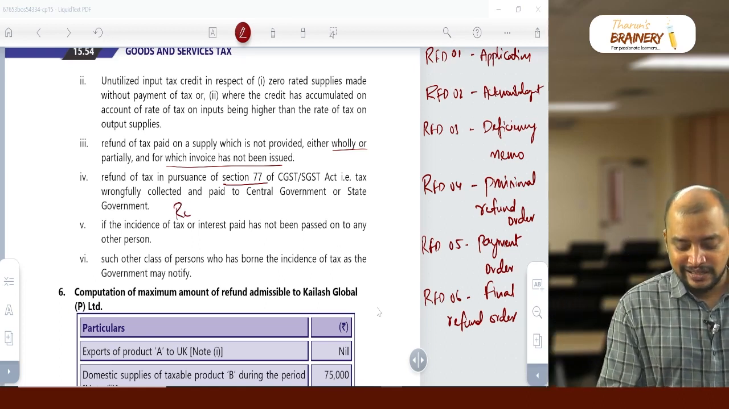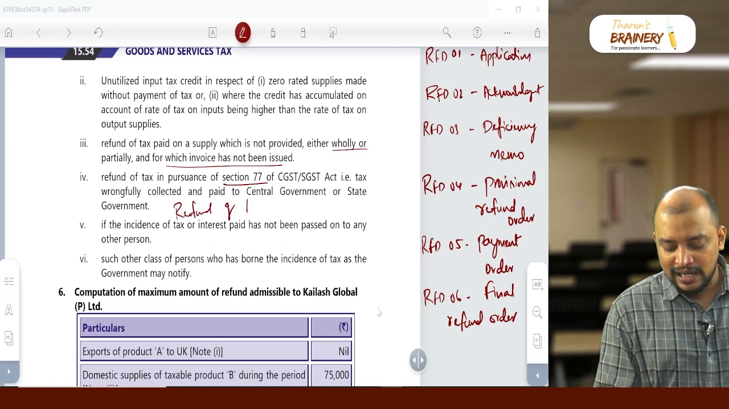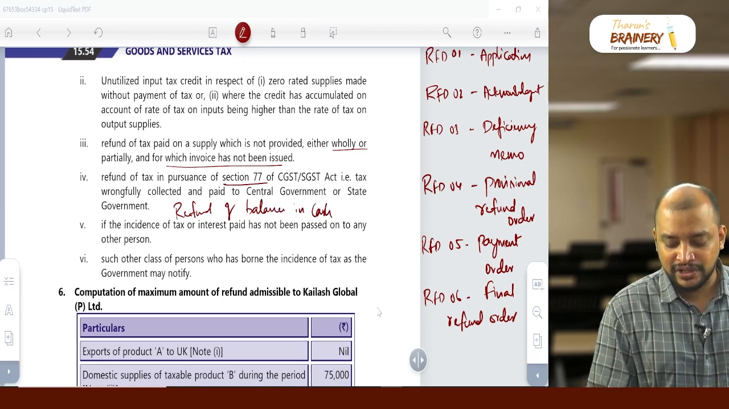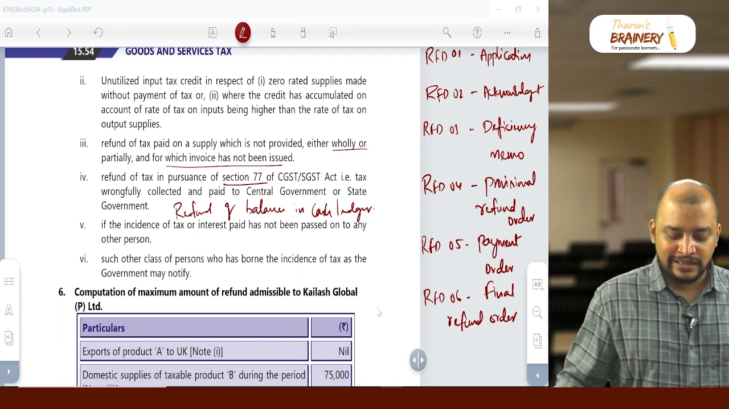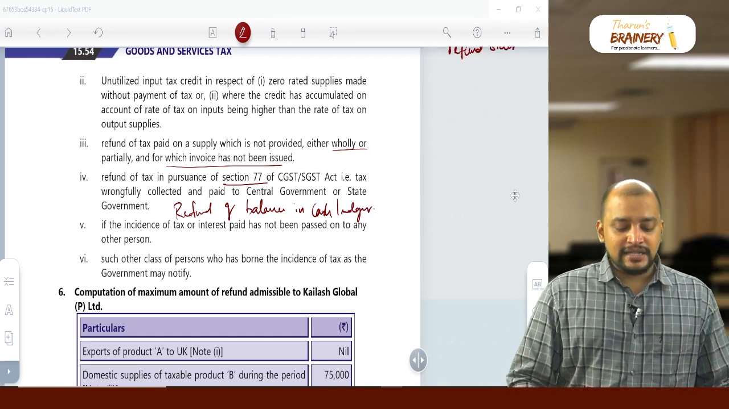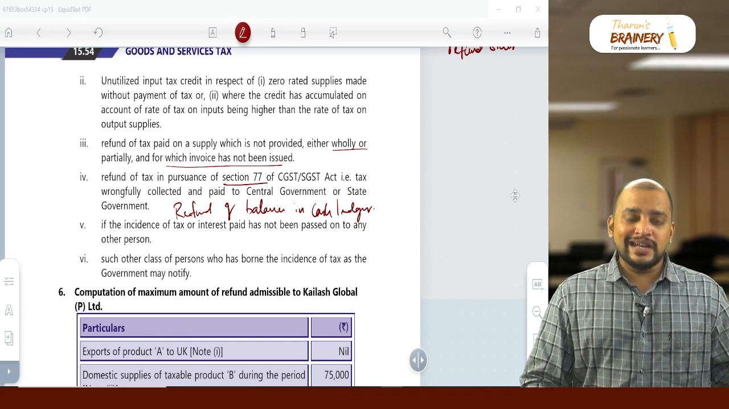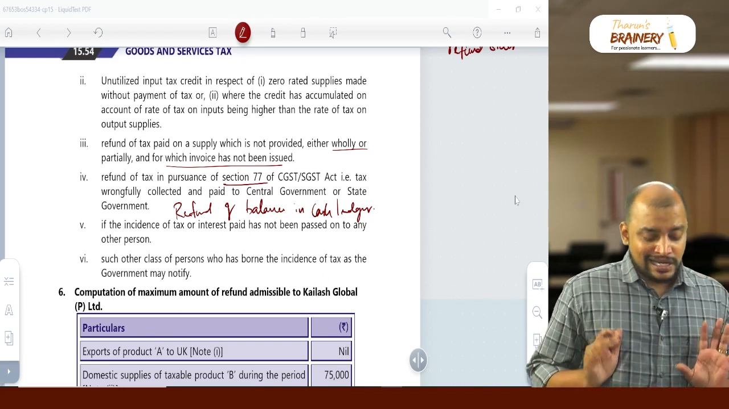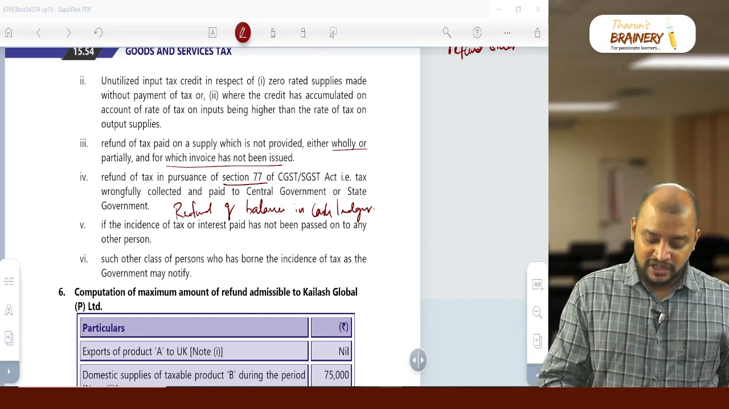Refund of balance in cash ledger. So that is another case. Or incidents has not been passed, of course. Then any other notified person. So far not notified. So these are the 5 points that you write, that is sufficient for this.